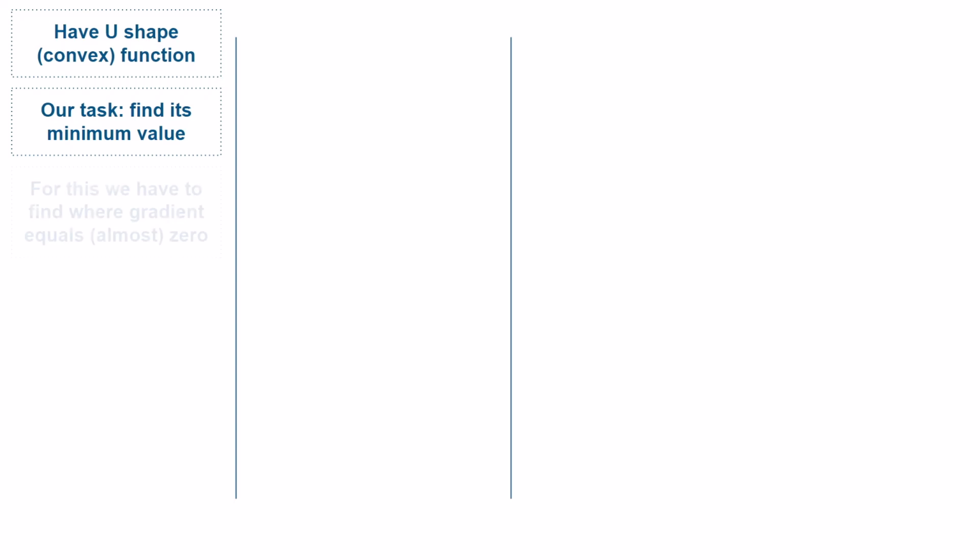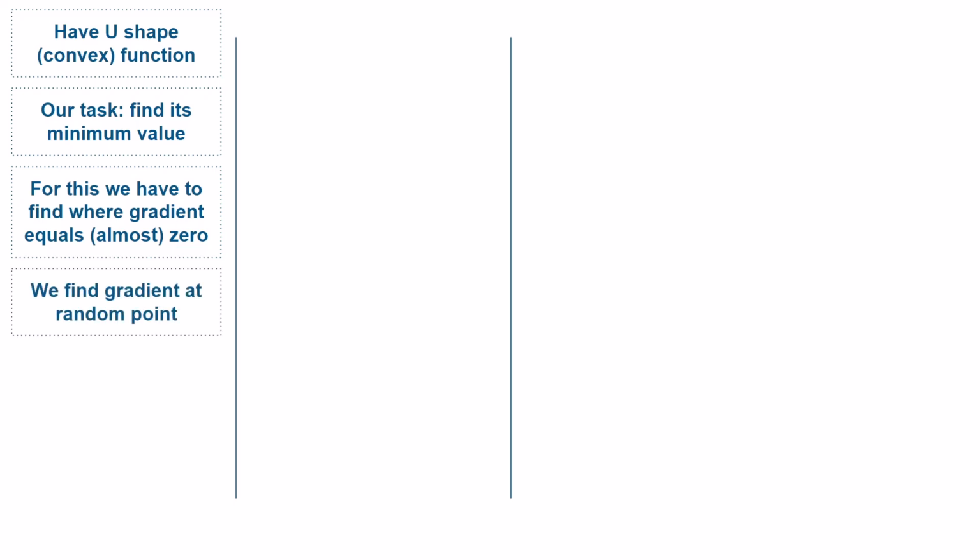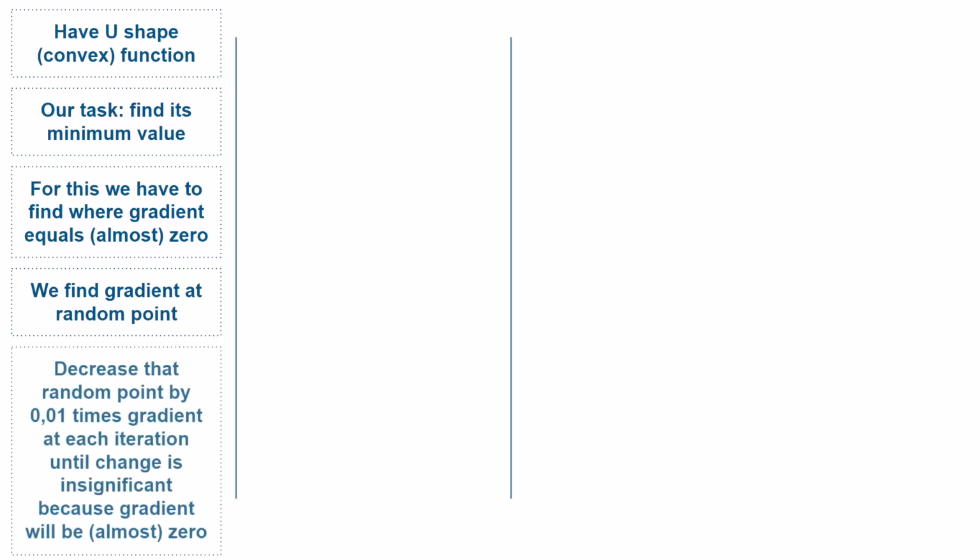For this task, we have to find the point of a variable where the gradient equals 0. How can we do this? We will find the gradient at a random point and decrease that random point by 1/100th of the gradient until the change is insignificant. So let's see it on a function.